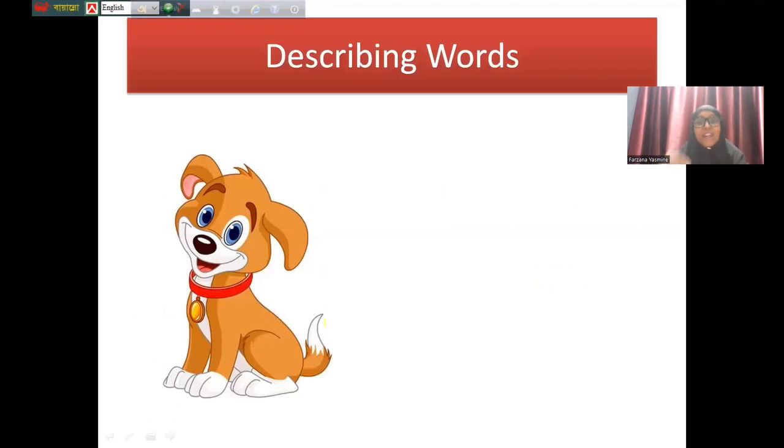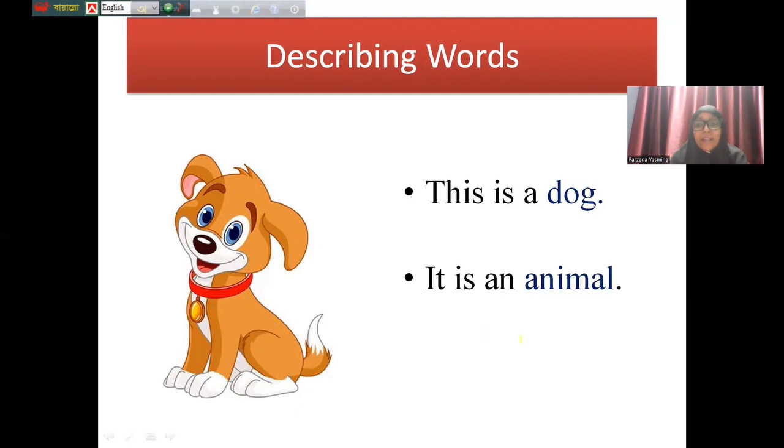What is it? If I ask you, what is it? Can you guess what is it? You see here. Let's see. This is a dog. Yes. This is a dog. At first, you have to introduce the picture. What is it? Or any object, what is it? This is a dog.